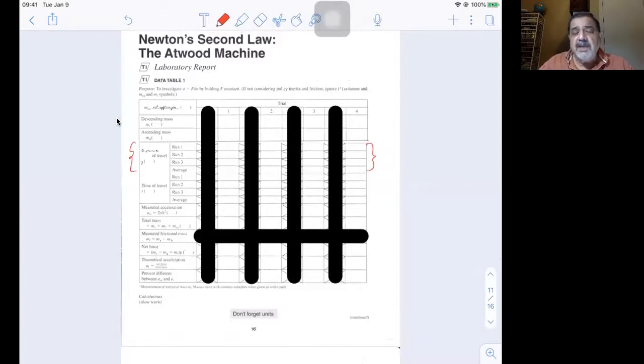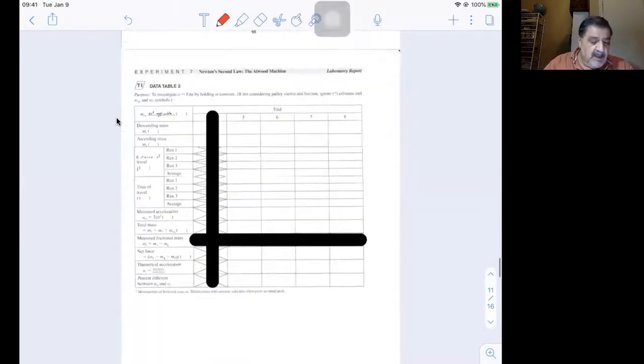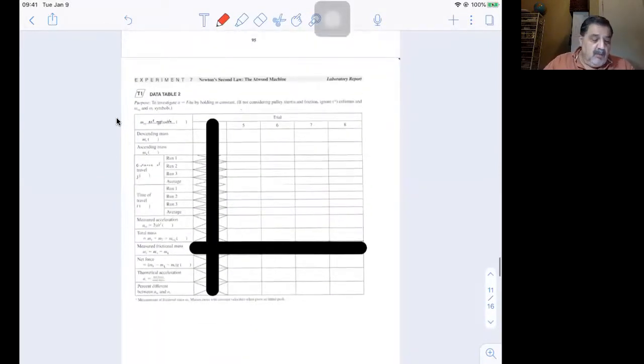The 10 grams times the gravitational acceleration, that's our force. And it's constant throughout, but the mass is increasing. We're keeping the force constant, but the mass is increasing. What should happen to the acceleration? Figure it out.